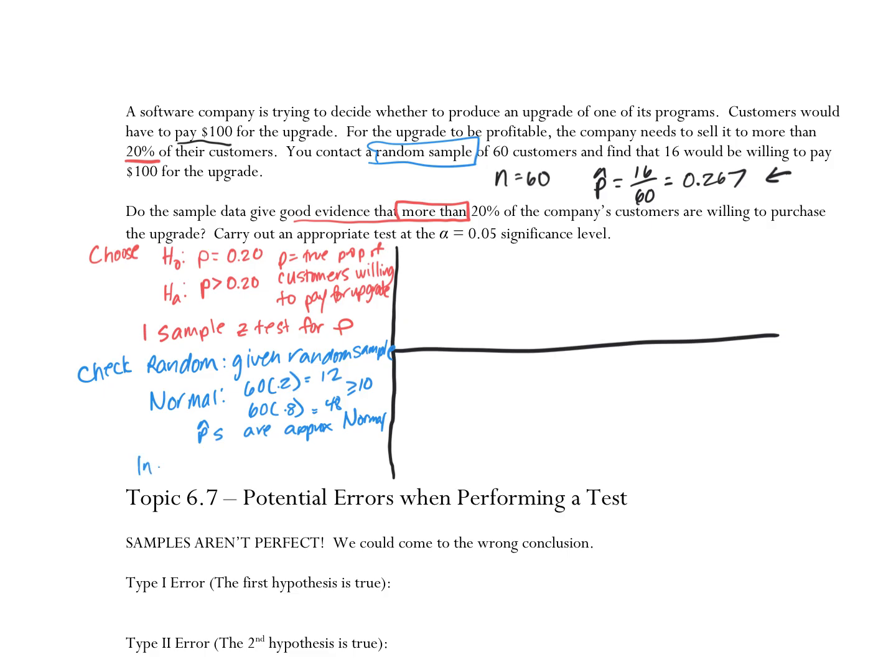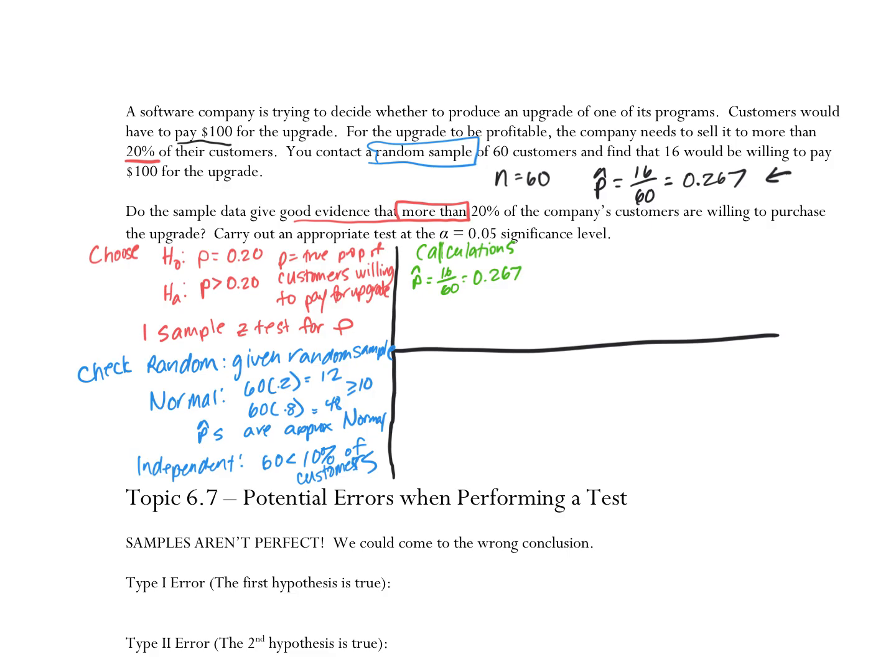And then my last one, independent. Let's hope that 60 is, in fact, less than 10% of all customers of the software company. Okay. All right, so the next thing we're going to do is our calculations. And of course, the first calculation is that our p-hat is equal to 16 out of 60, which is equal to 0.267.